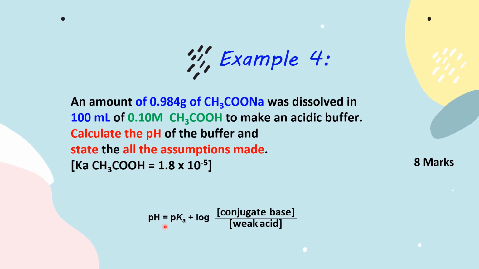Okay, pH, pKa, no problem. The value of Ka is given. The concentration of the conjugate base is not given. The concentration of the weak acid, yes, 0.1 molar. But can we find the concentration of the conjugate base? Yes, because the mass is given. We can divide the mass by the molar mass to get the number of moles, and then divide the moles by the volume. Make sure to change to liters.